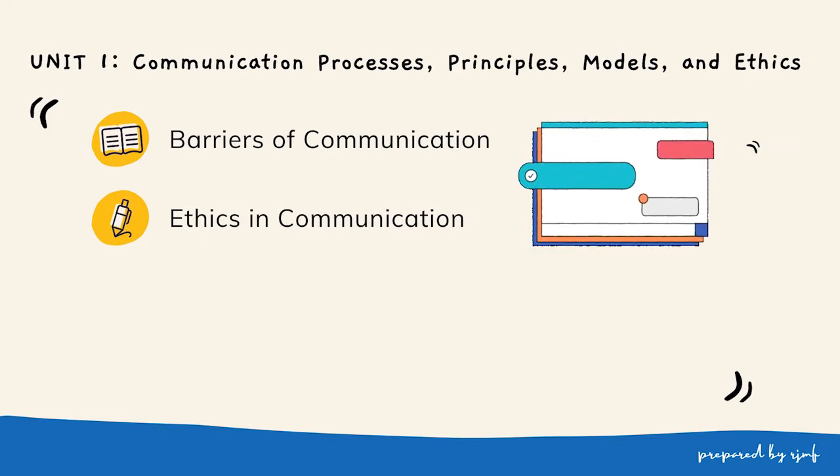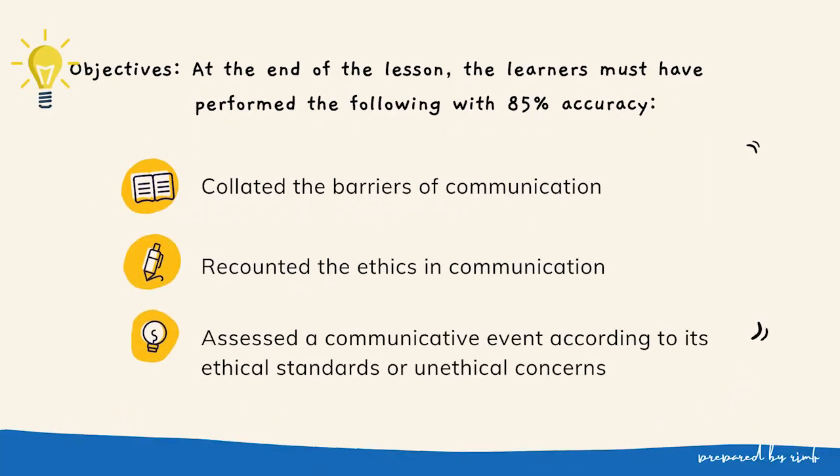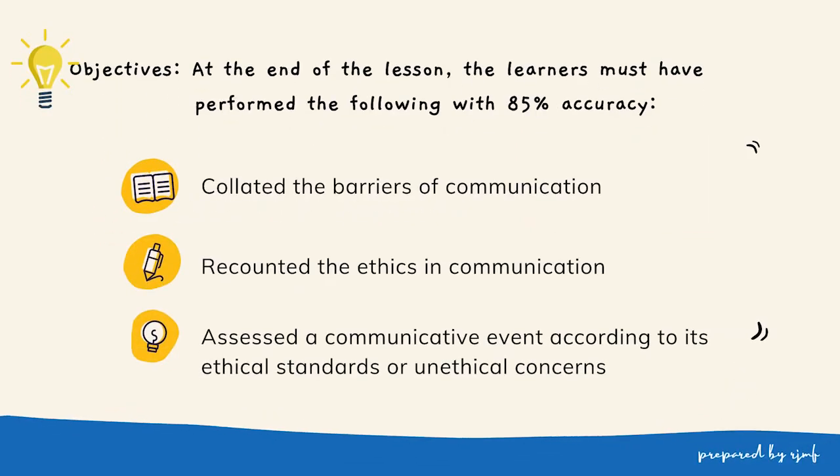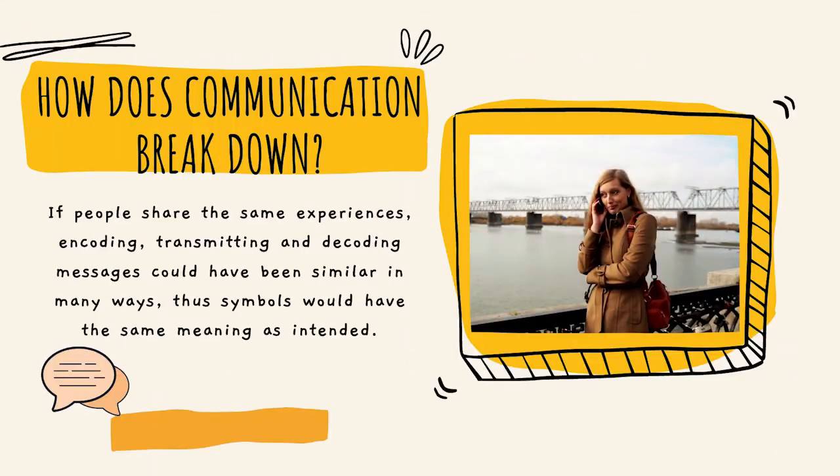Objectives. At the end of the lesson, the learners must have performed the following with 85% accuracy: collated the barriers of communication, recounted the ethics in communication, and assessed a communicative event according to its ethical standards or unethical concerns. Let us start. How does communication break down?